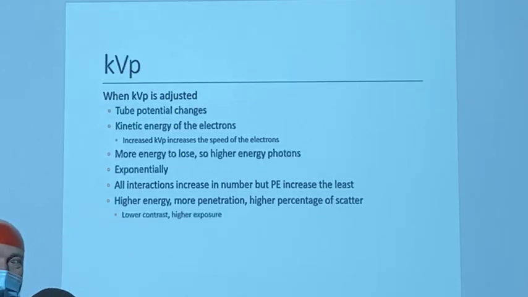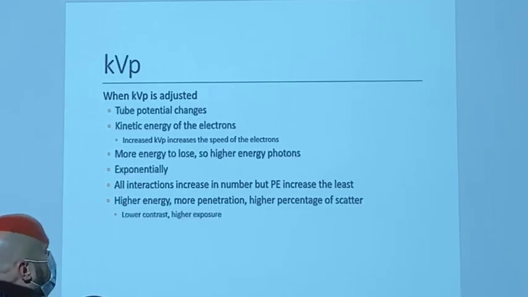So they're still fast, right? The slowest that they're going to travel across the tube is maybe a third of the speed of light, maybe a quarter of the speed of light. So they're going to be going really, really fast. We're talking about differences of a third to a quarter or a third to a half, right? So they're going to be going across the tube really fast regardless of what our KVP is.